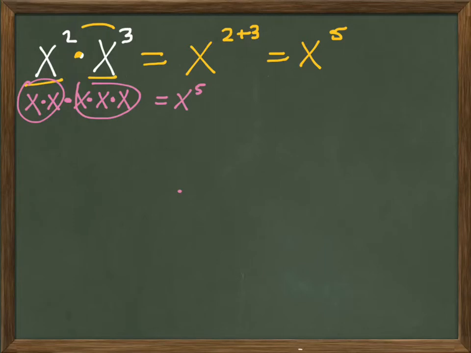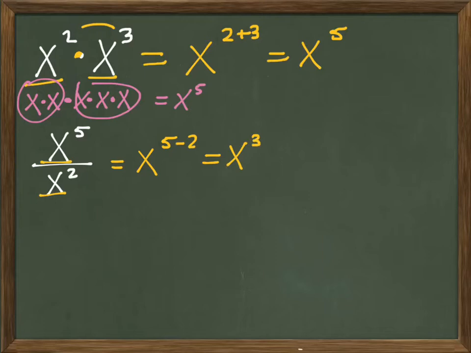Okay? And there's another similar property. When you're multiplying, you add the exponents. So if I had this, x to the 5th divided by x squared. Notice, just like in the top problem, I have the same base, x and x, but I'm dividing this time. Remember, when it's a fraction, that means division. So when you're dividing, that means you subtract the exponents. So this would be 5 minus 2, which equals x to the third.